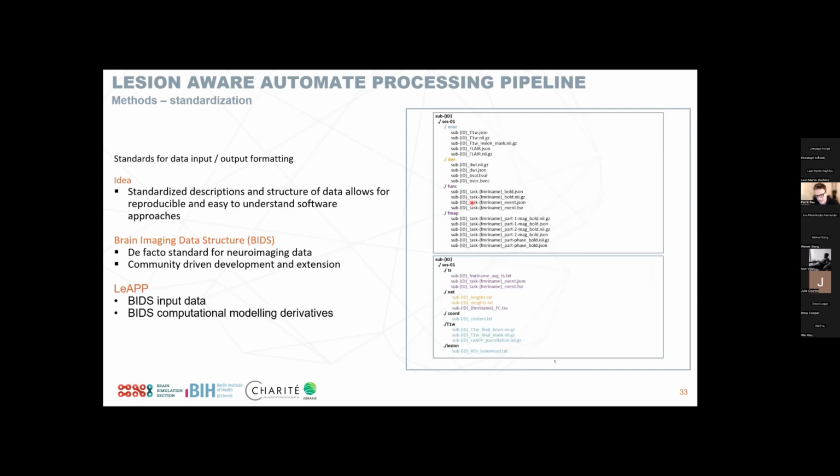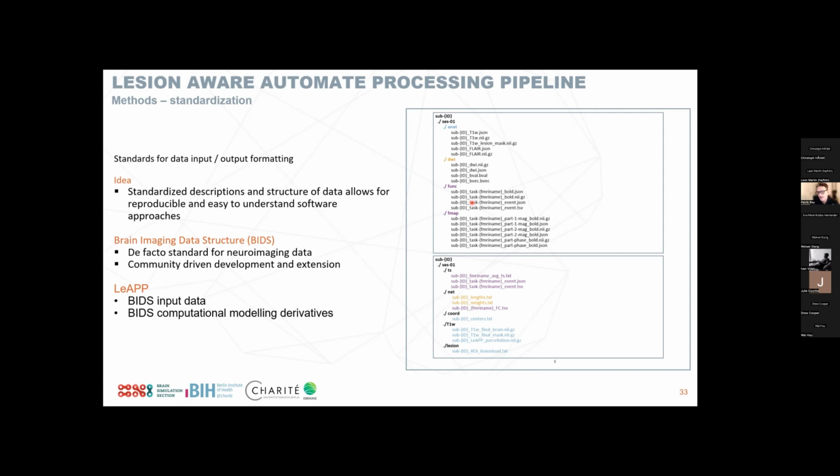And the other aspect that we mentioned for reproducibility is standardization. The idea is that if the data follows a certain standard, we will be able to make this pipeline usable for any other data set that follows the exact same standard. The de facto standard here is the BIDS standard, the Brain Imaging Data Structure standard, which comes from neuroimaging data, particularly MRI data, but it's community driven.